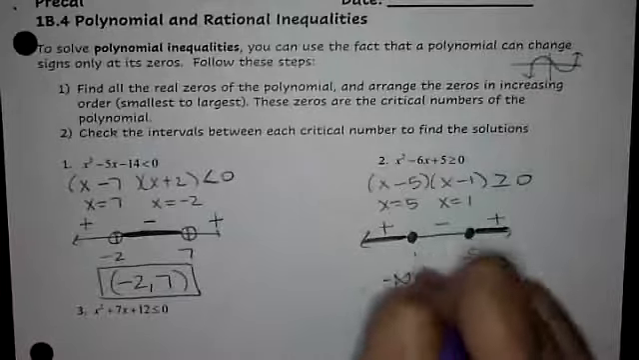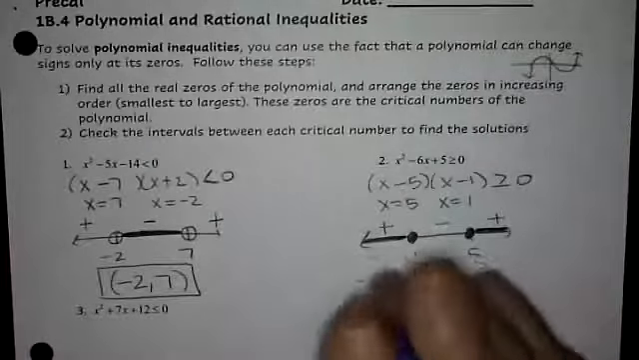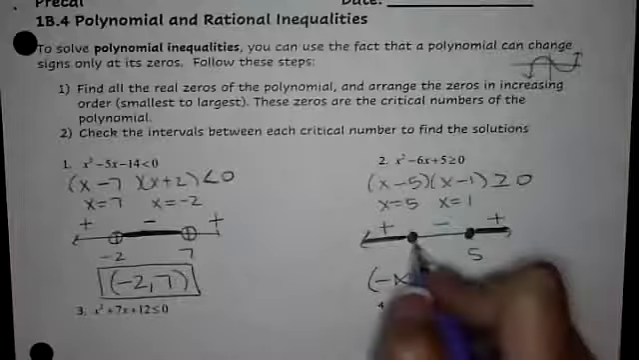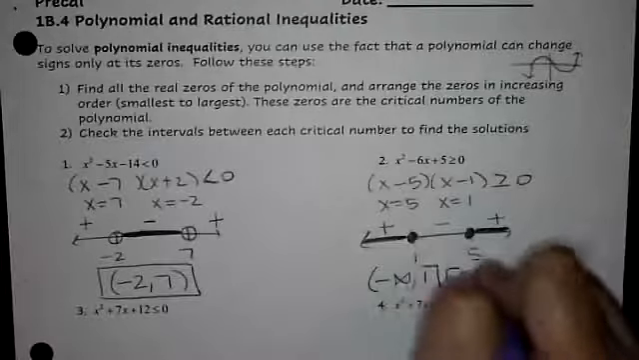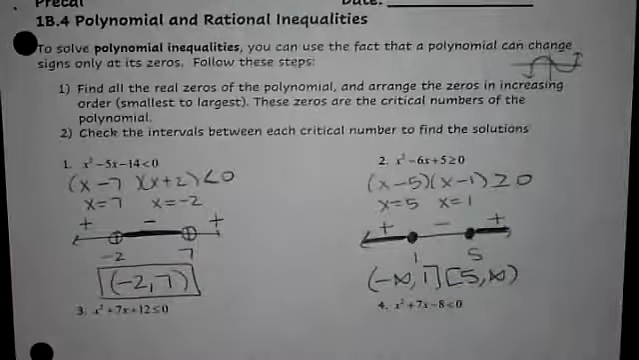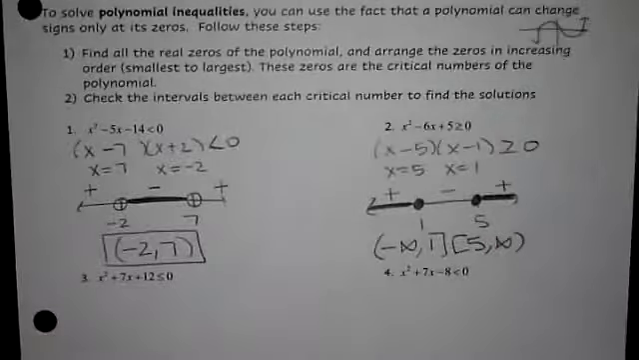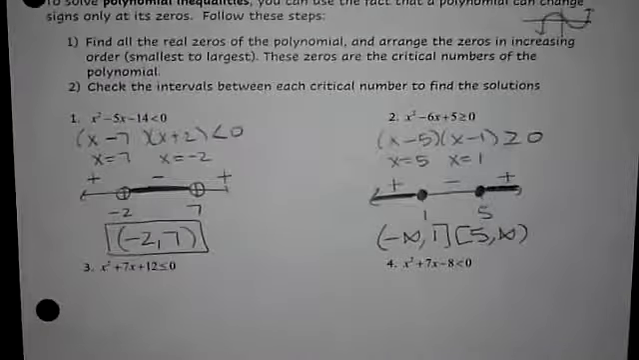We write that as negative infinity to 1. We would use a bracket for that because we are including the 1. We include the 5 and it goes to infinity. There's a couple more for you to try here. So go ahead and try some, pause the video, and then I'll show you the answers after that.